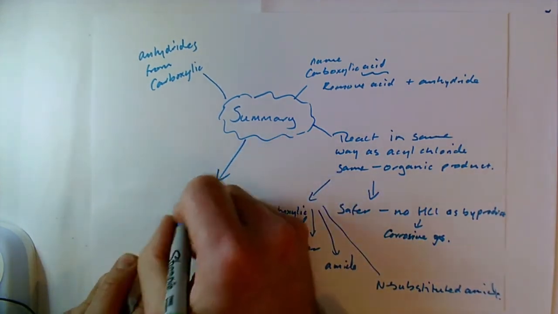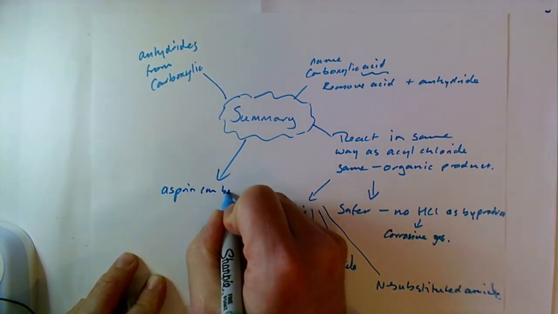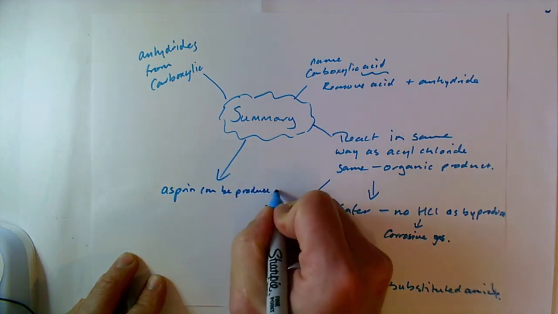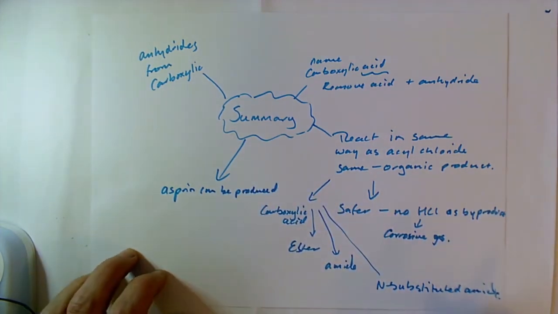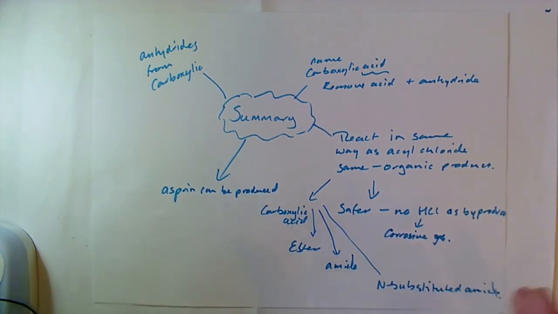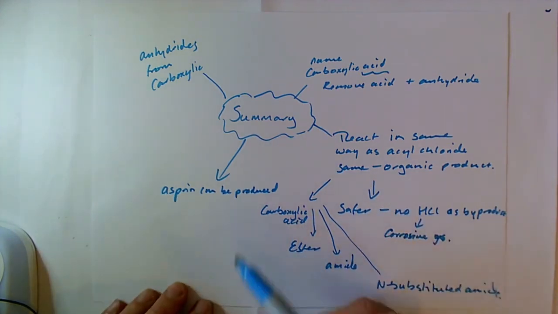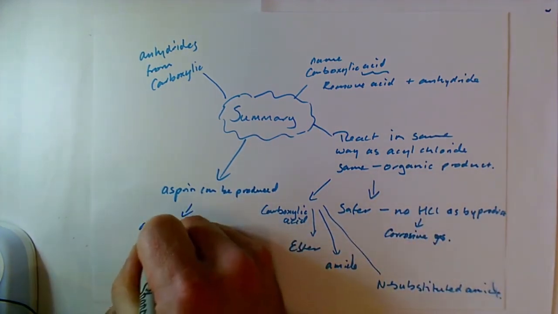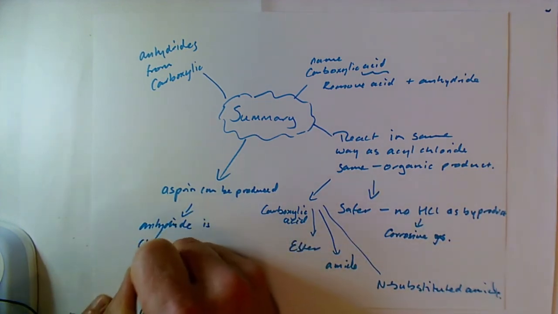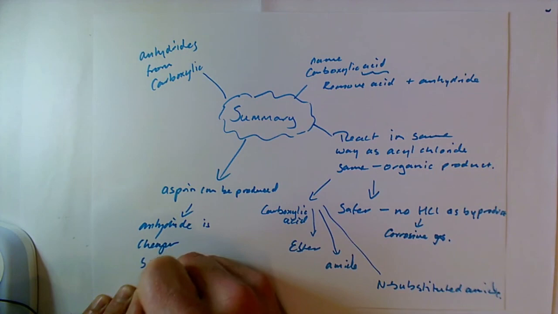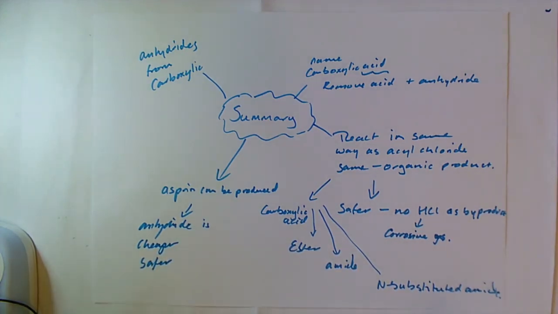And we've looked at how aspirin can be produced. So we could have used ethanoic anhydride or ethanoyl chloride, I beg your pardon. But we use the anhydride because it's cheaper and safer. Okay, hopefully this is okay as a quick wrap up of this acylation topic.